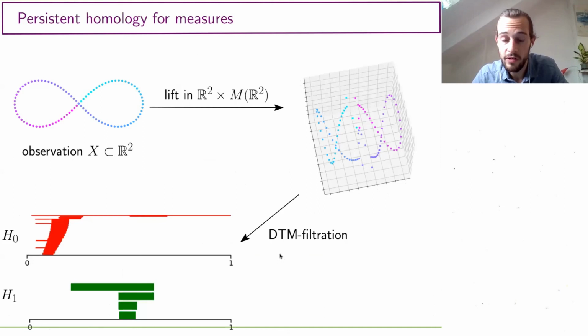The persistence diagram of the DTM filtration looks like that. And you can see that there is a window here where we have one connected component and one cycle in H1. So you can say that this is a circle. There is a circle behind this lemniscate.